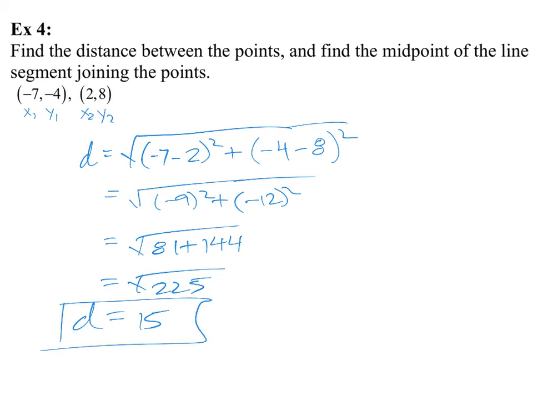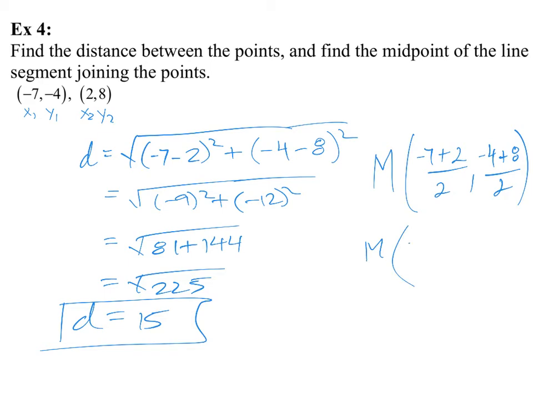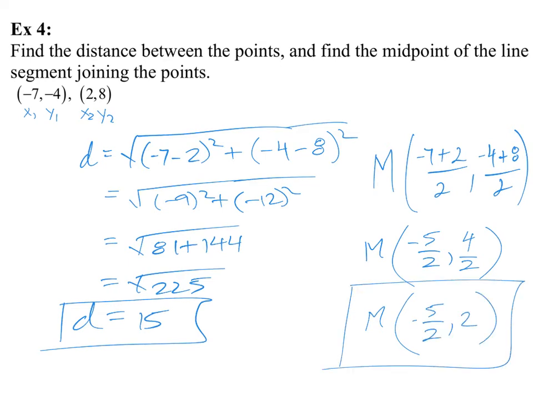All right, and then for the midpoint formula, x1 is negative 7 plus x2, which is 2, over 2. And then y1, which is negative 4, plus y2, which is 8, over 2. All right, so we have negative 5 over 2. And negative 4 plus 8 is 4 over 2. We could simplify that further. And we get negative 5 over 2, 2 for our midpoint. Done with that, on to the next example.